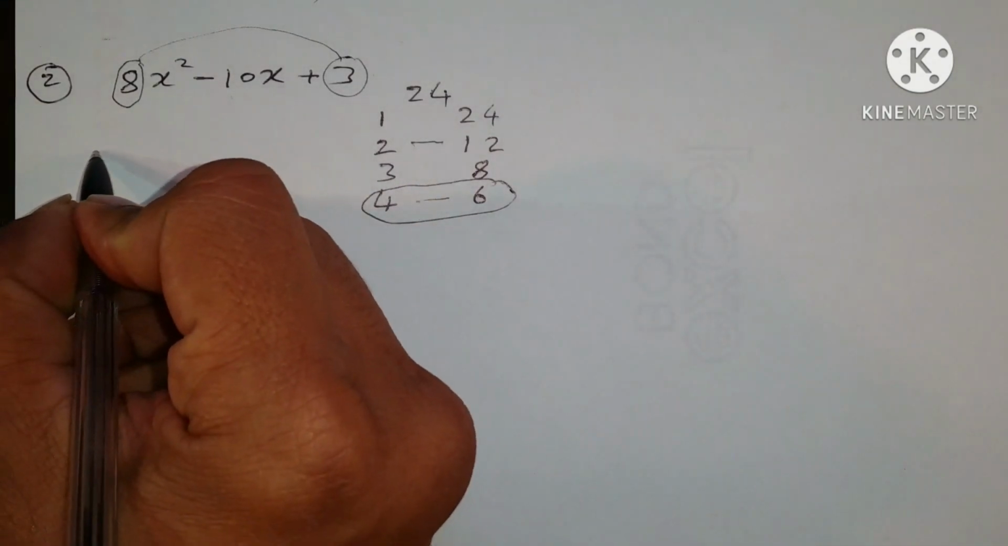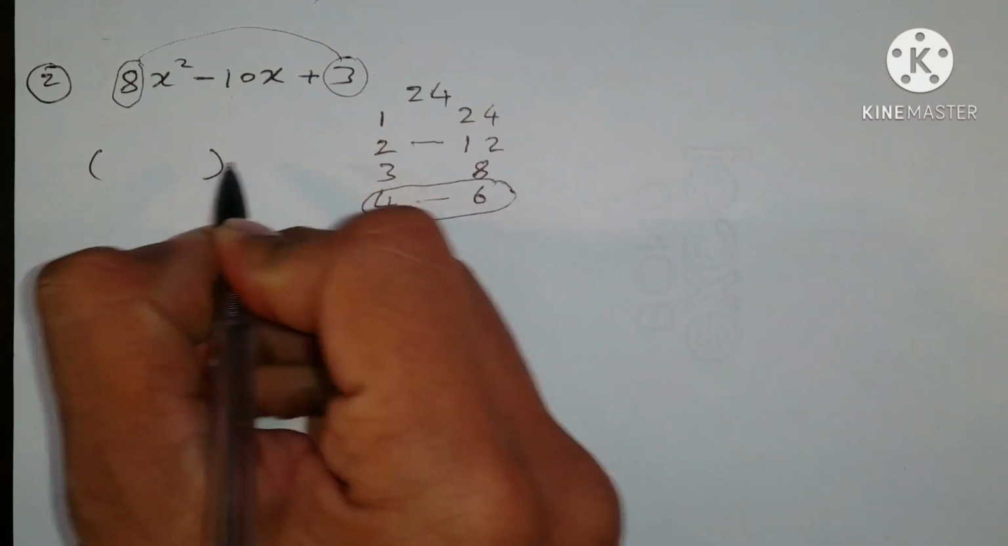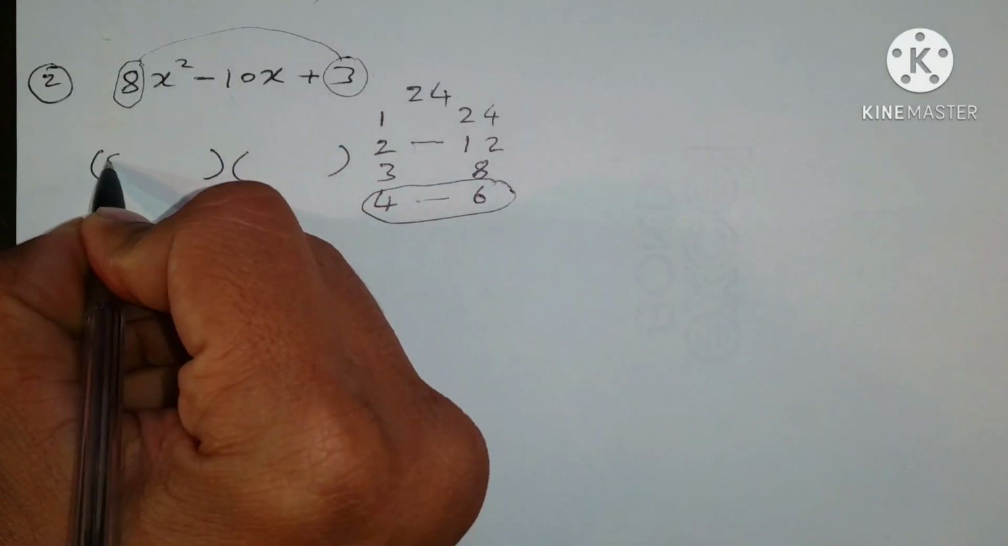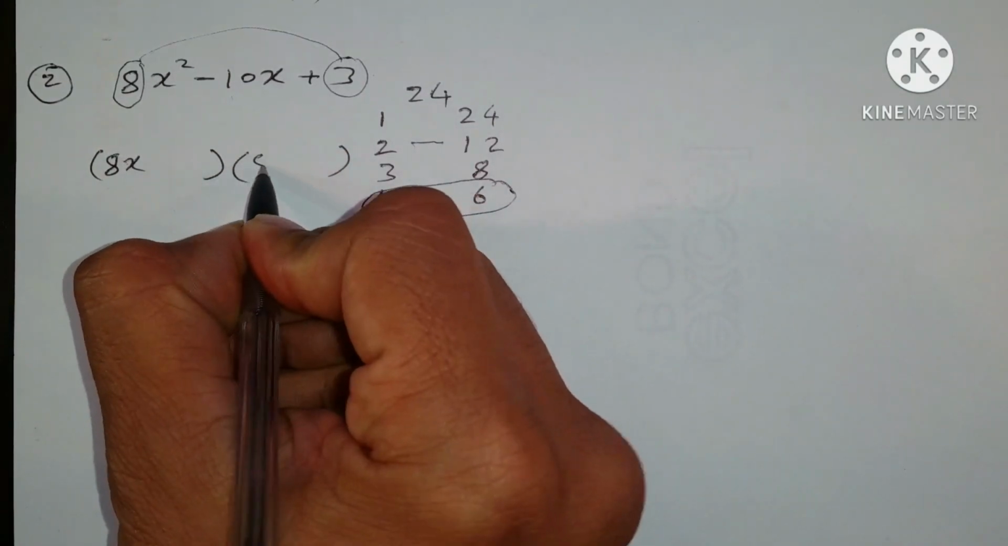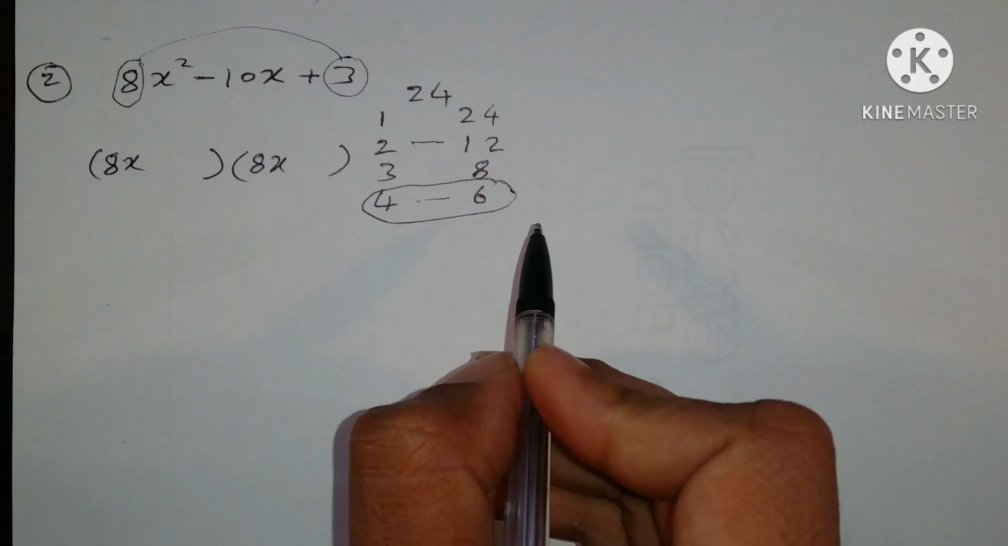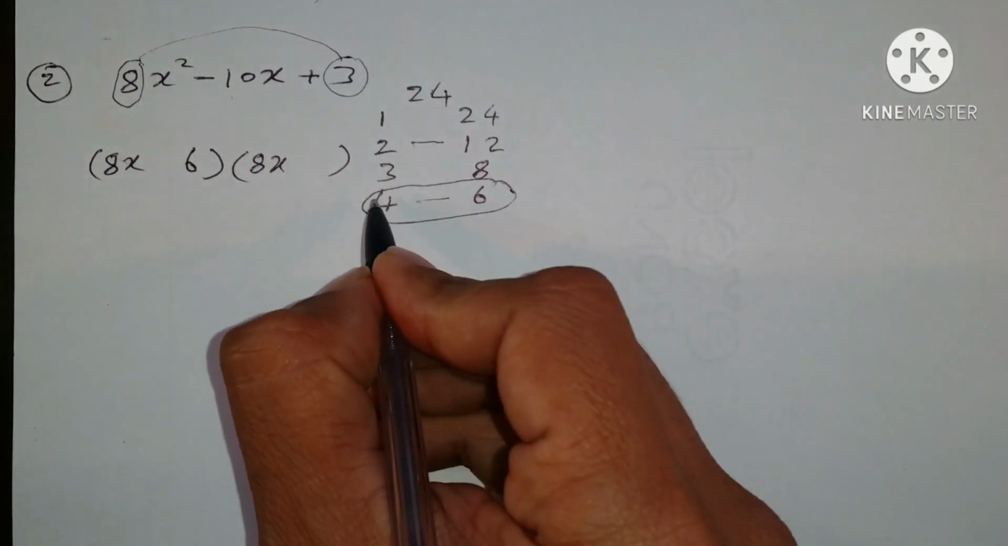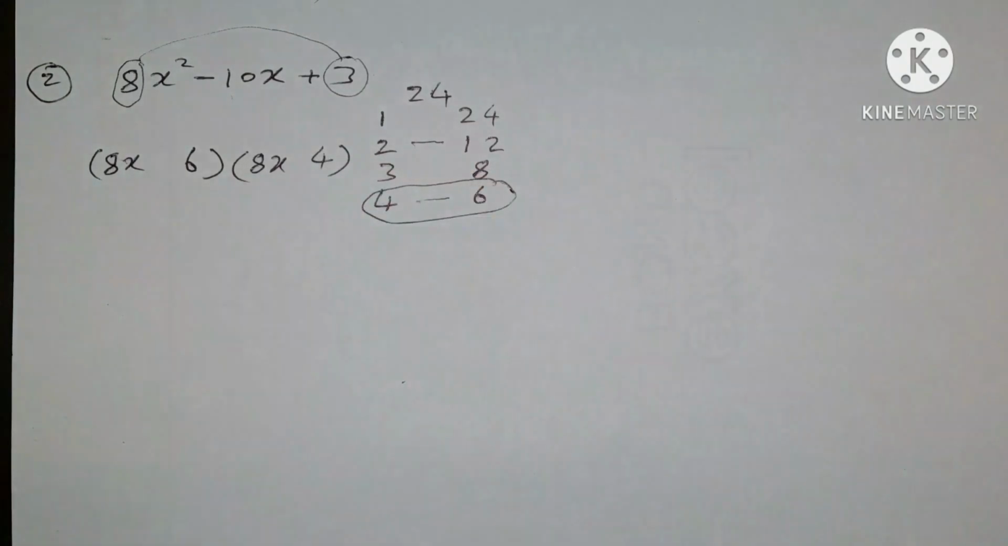Now what we're doing again, we put in the double bracket. We write 8x without square. We write the bigger number here, smaller number here.